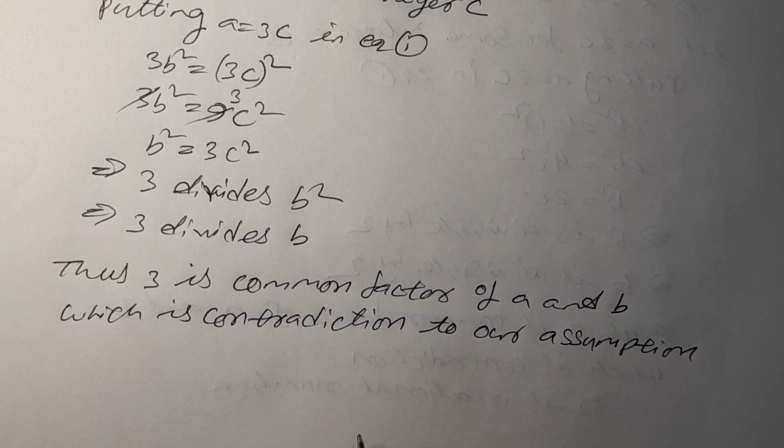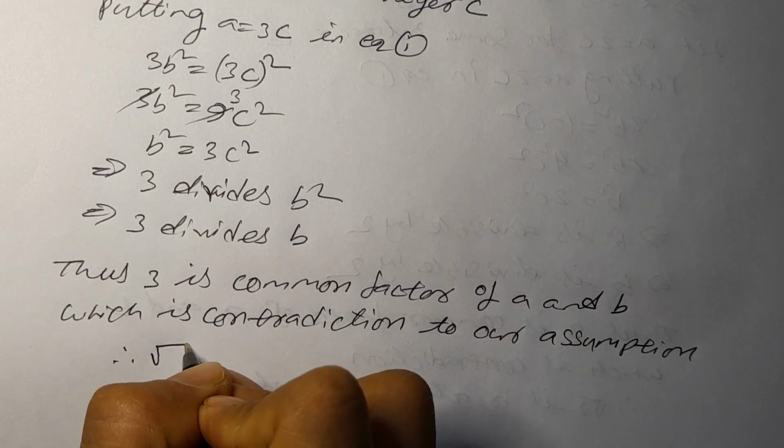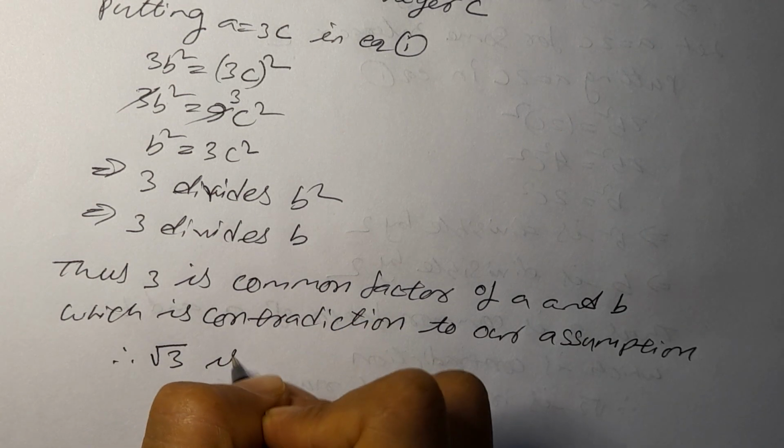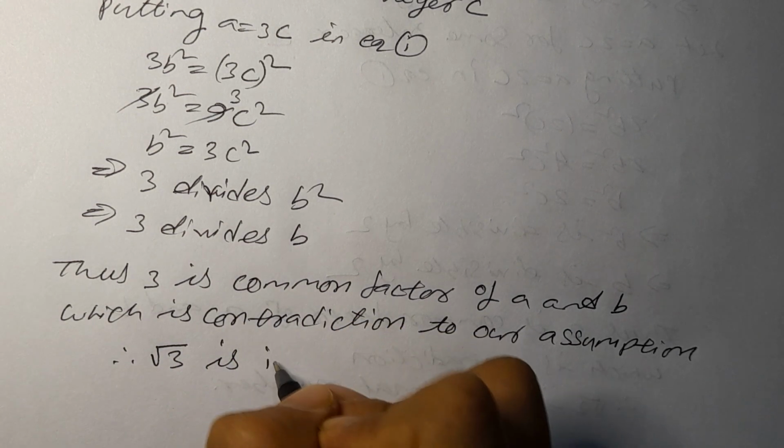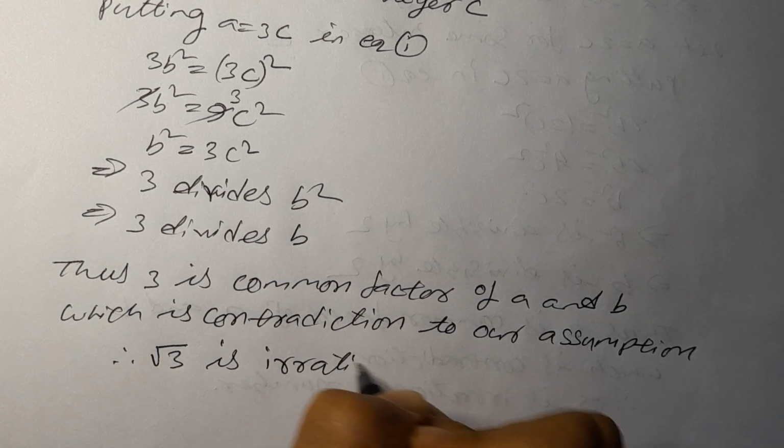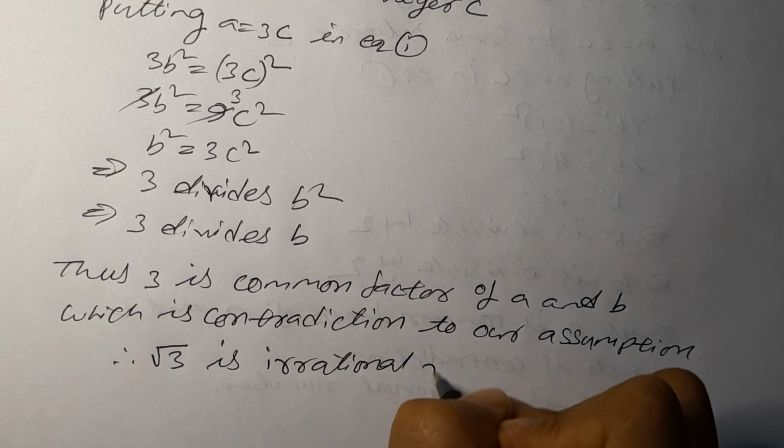Therefore, root 3 is an irrational number.